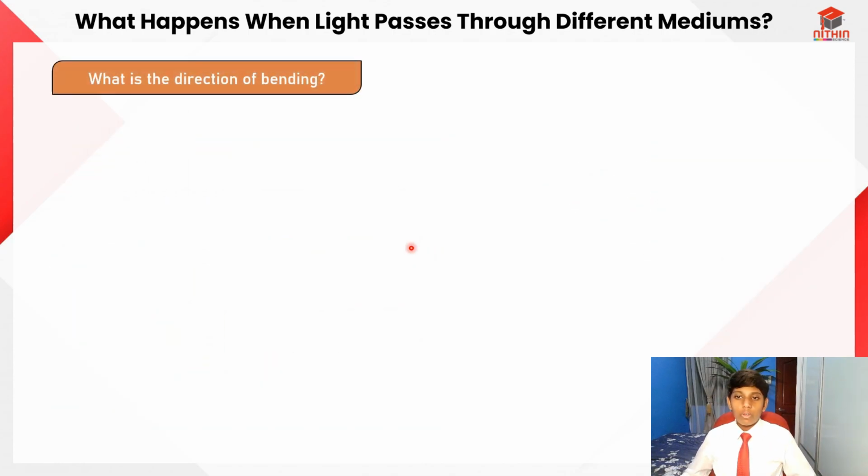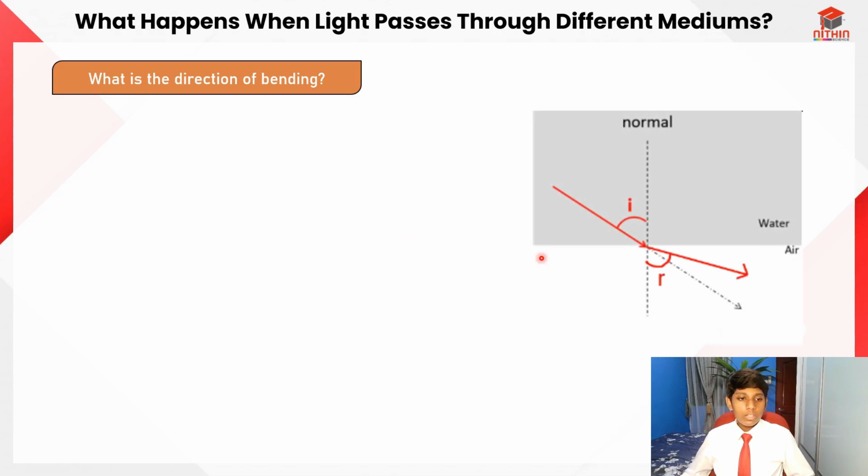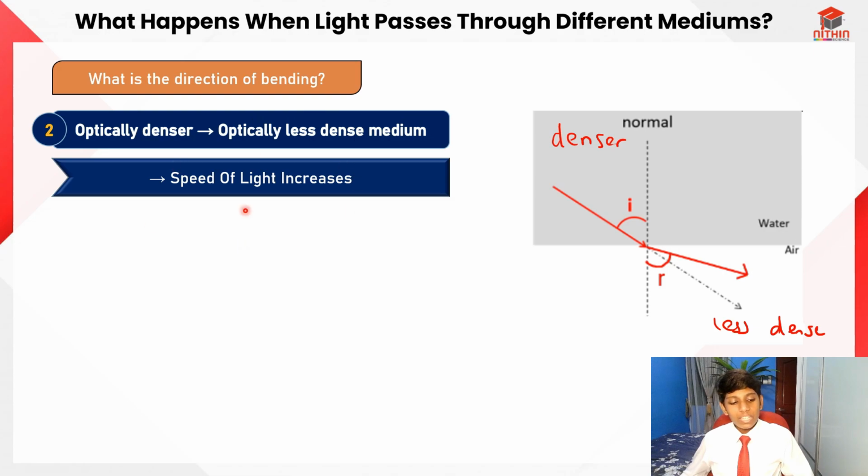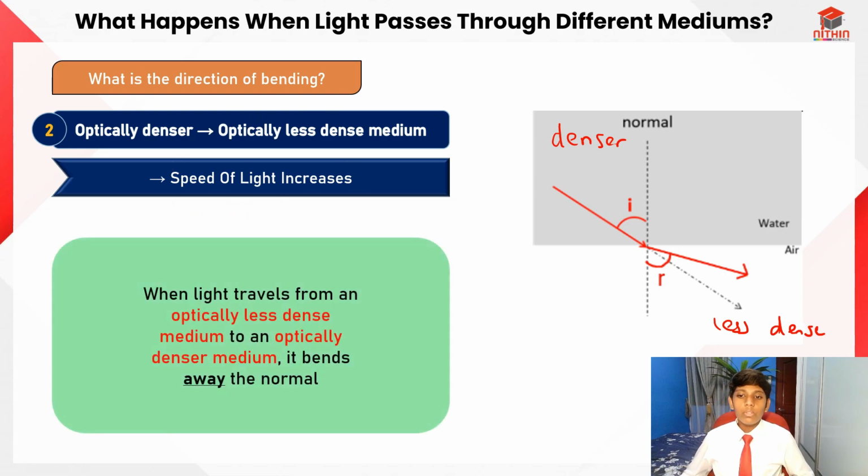Okay, next scenario we have here. So what is the direction of bending? It's traveling from water to air. Water, we can already know that it's a denser medium, right? Denser, less dense. So what happens when light travels from a denser medium to a less dense medium? Basically the total opposite. The speed of light increases, and it will actually travel away from the normal. Okay, the total opposite.